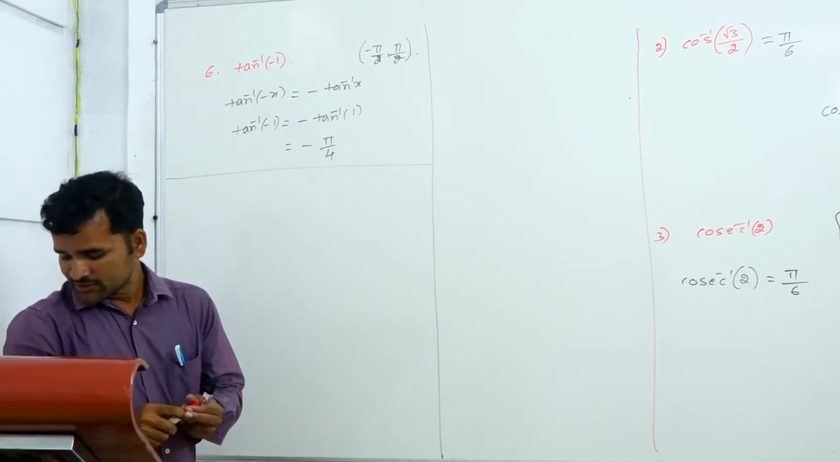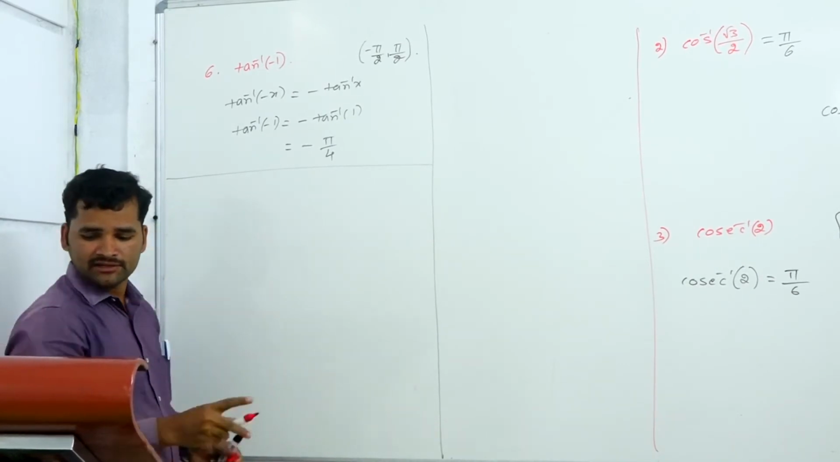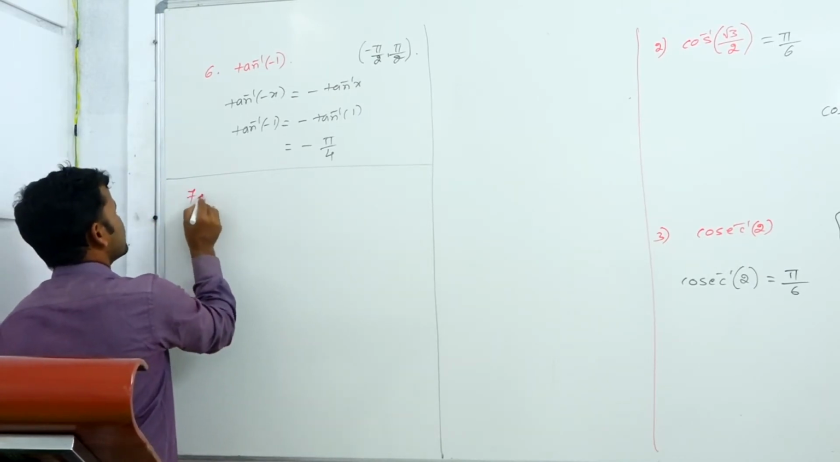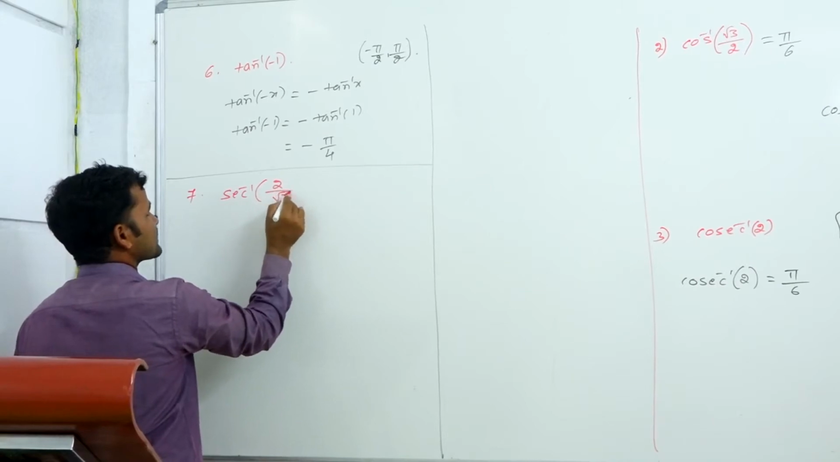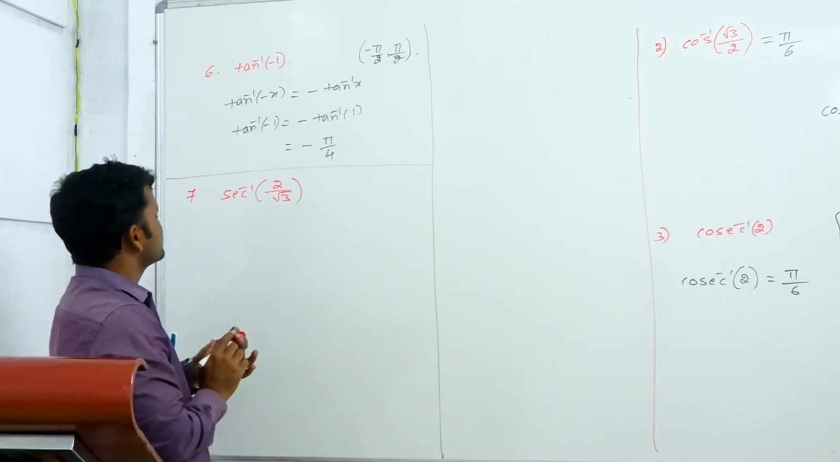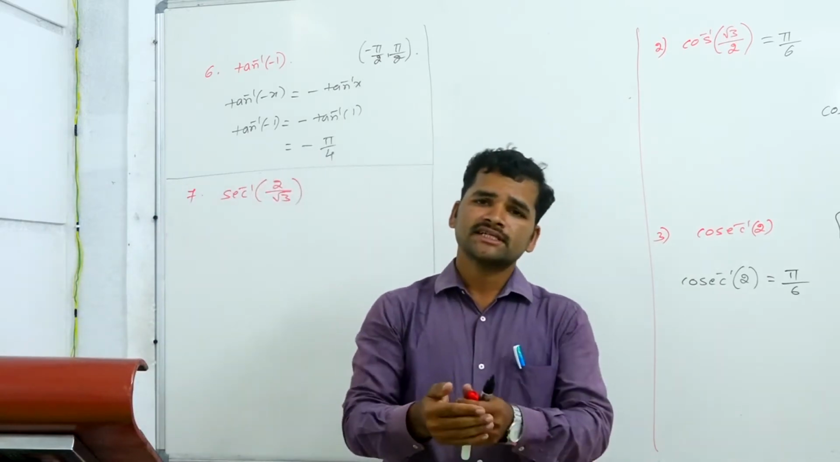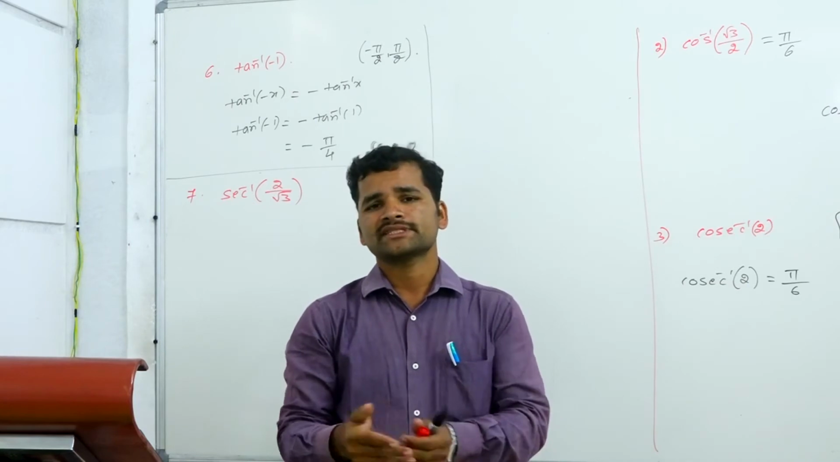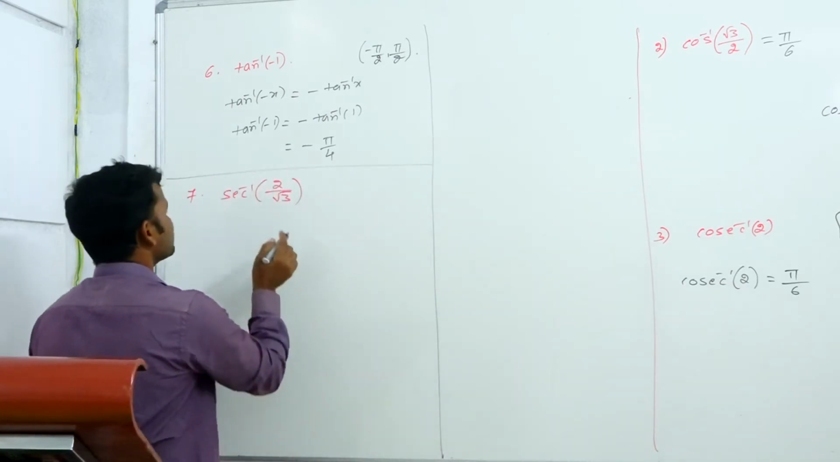Coming to question number 7, we have secant inverse of 2 by root 3. Secant of which angle gives you 2 by root 3? You remember cos values. Cos 30 degree is root 3 by 2. So secant 30 is 2 by root 3, the reciprocal of that. Very simple.